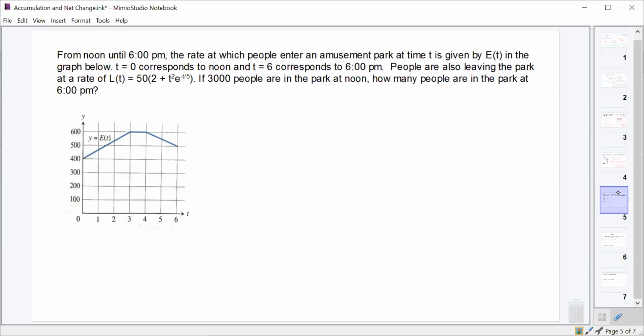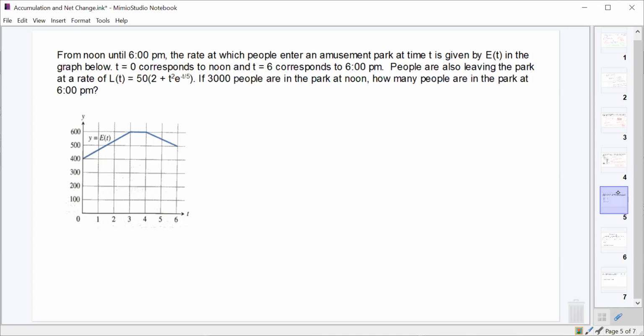All right, so we've got an amusement park. We got people entering the amusement park. We got people leaving the amusement park. We have some people in the amusement park to begin with. We want to know how many people are still in the park at 6 p.m.